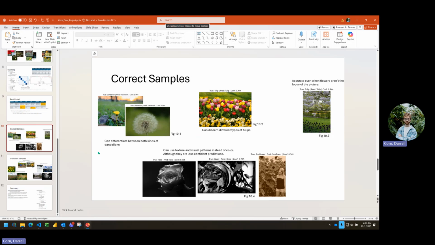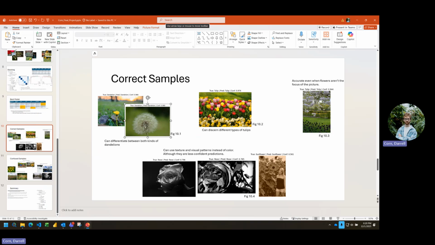Now let's look at some of the samples and what stacking is doing very well. So something I thought might be difficult for the models, but this one was able to do, is to differentiate between both kinds of dandelions. So in the dandelion class, sometimes they look like this yellow flower, and sometimes they can look like these little seeds that blow away in the wind.